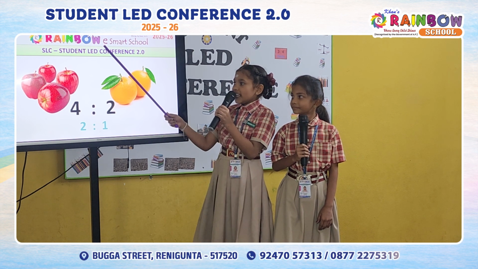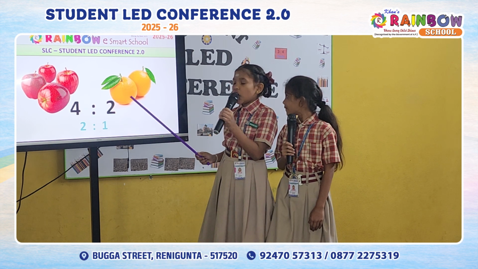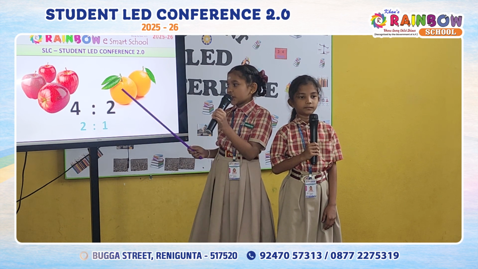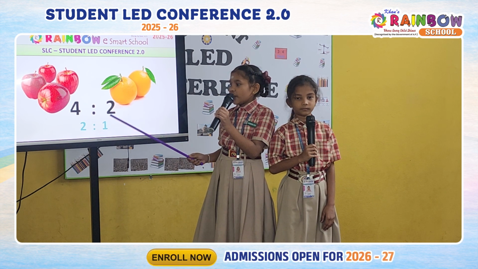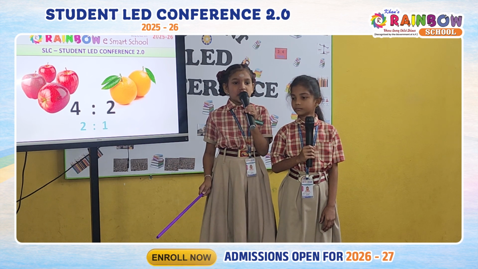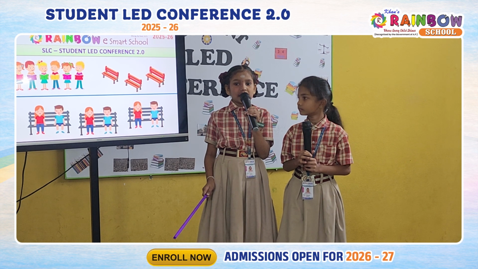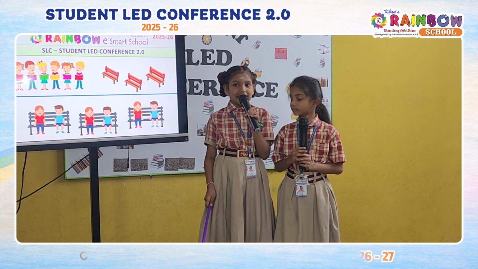Example, fruits. There are 4 apples and 2 oranges. Ratio of apples to oranges equals 4:2. 4:2 equals 2:1. Ratio is always represented in its lowest form. Divide both by 2. This means for every 2 apples there is 1 orange.